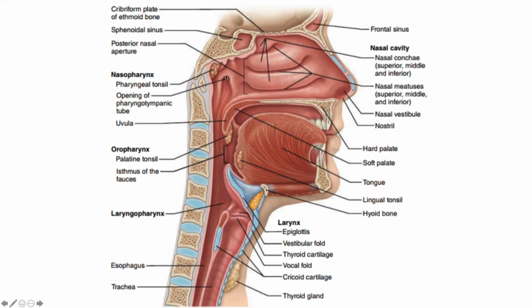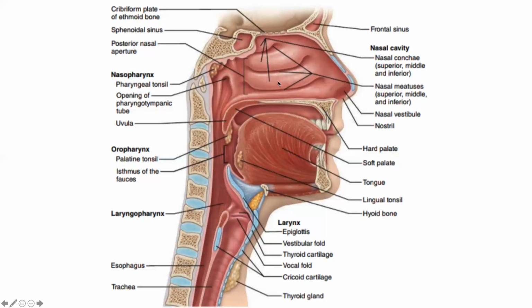The nasopharynx is part of the pharynx. The pharynx is made of the nasopharynx, oropharynx, and laryngopharynx. The portion of the pharynx posterior to the nasal cavity is called the nasopharynx. The portion of the pharynx posterior to the oral cavity is called the oropharynx. And the portion of the pharynx just immediately above the larynx is called the laryngopharynx.